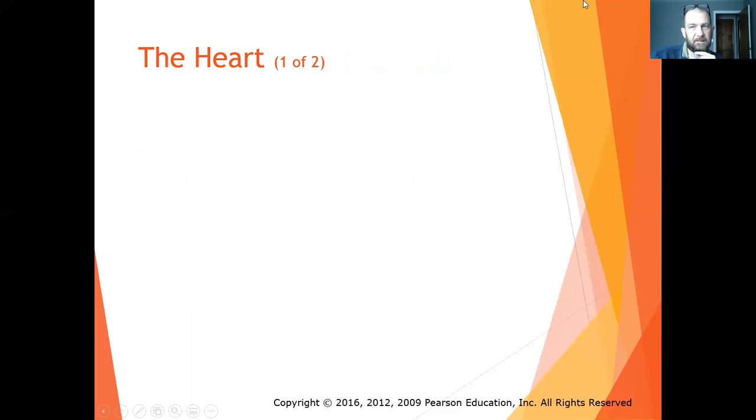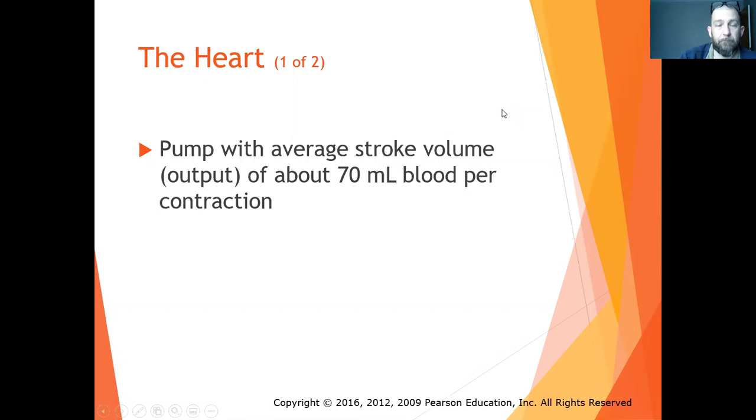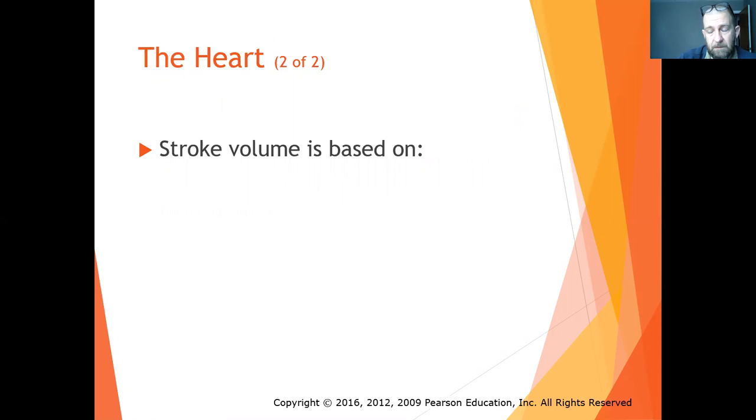All right, let's talk about the heart. Something we need to know is called stroke volume. This is how much blood is ejected from the heart every time it beats. The average for an adult is about 70 milliliters, which is not a large amount. But when you take that out over a minute, you get obviously a lot of blood going around the body.